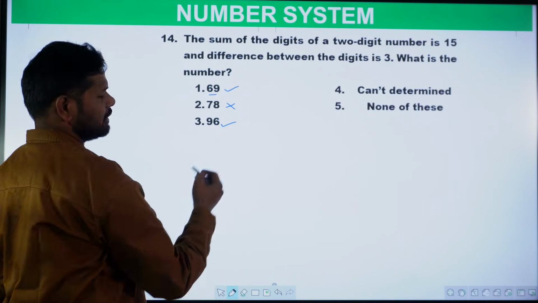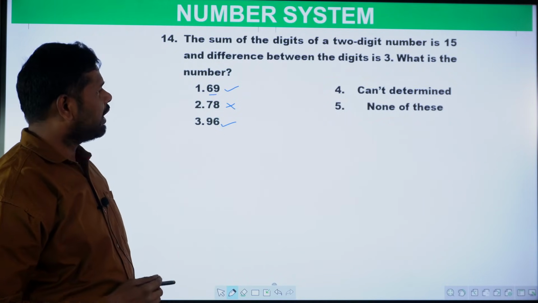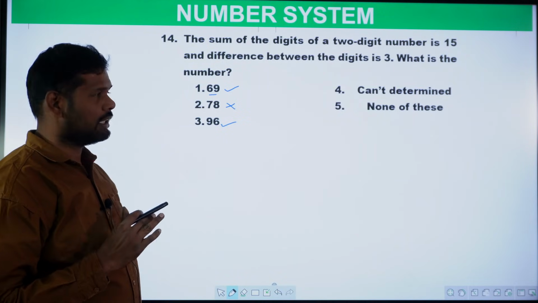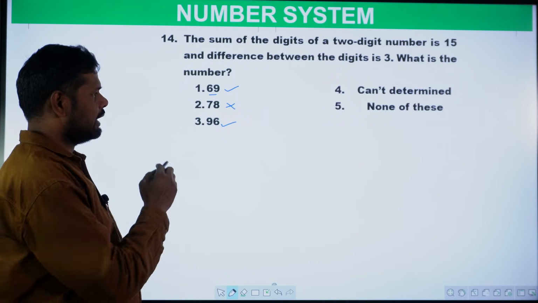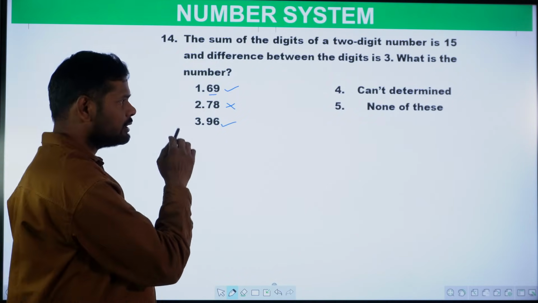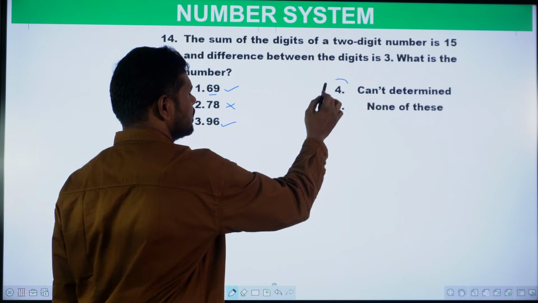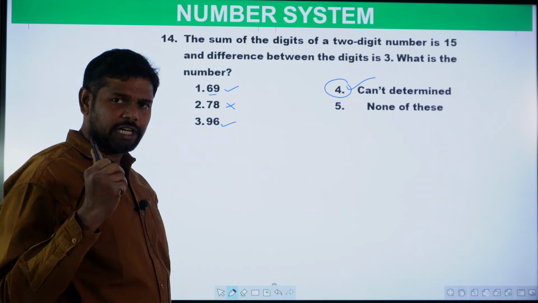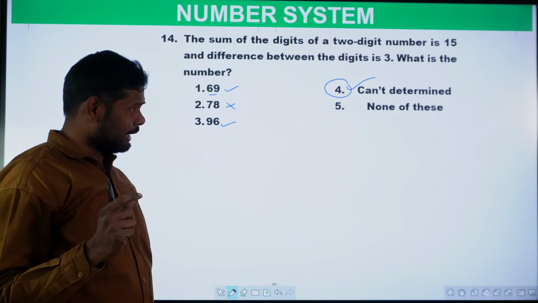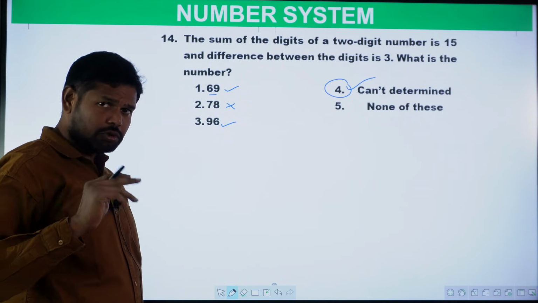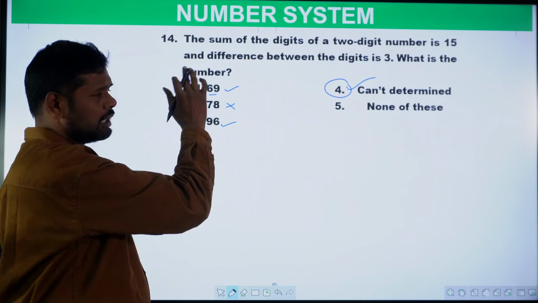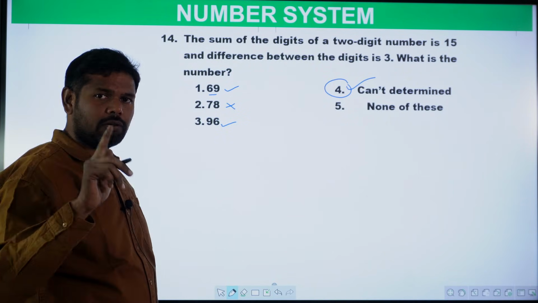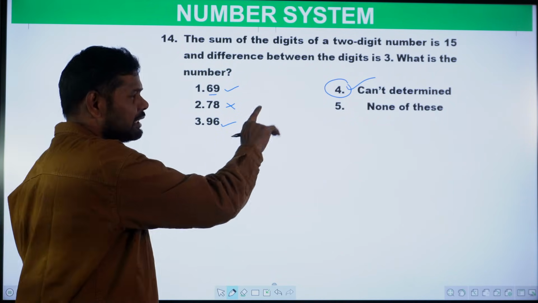Here also the difference is 3, so we don't find out exactly what the number is. We can't say either 69 or 96. In such cases, what is the correct answer? Cannot be determined. Cannot be determined means we get more than one answer. Data inadequate means we are not able to solve that question based on the given data. None of these means we have only one answer that is not present in the options.